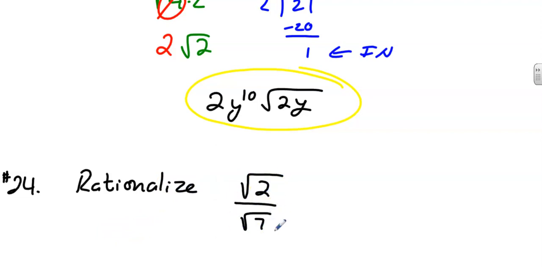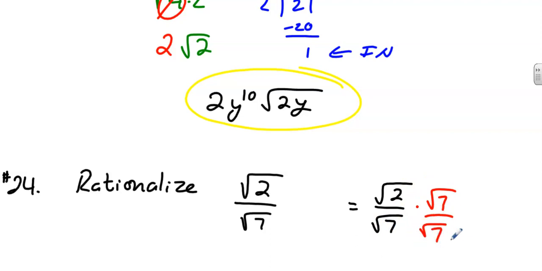Okay, 24 says to rationalize. And as long as it's just a one-term denominator, there's only one thing that you have to do. You're going to take the original problem that you have, and you're going to multiply by whatever that denominator is. On the top, you get square root of 14, and that does not simplify because it's just 2 times 7, and again, both of those numbers are prime, so there's nothing you can do with that one.